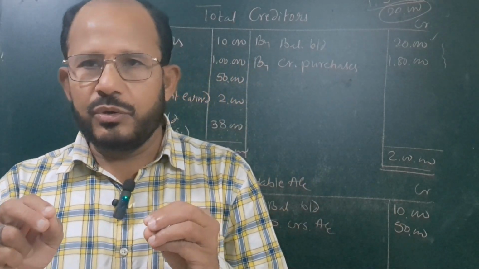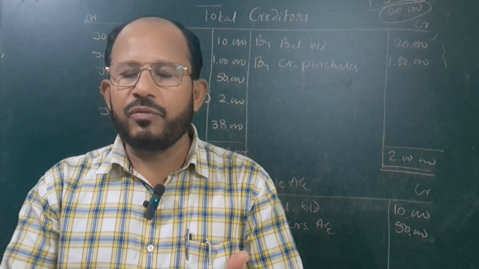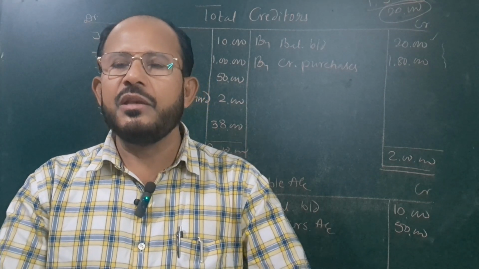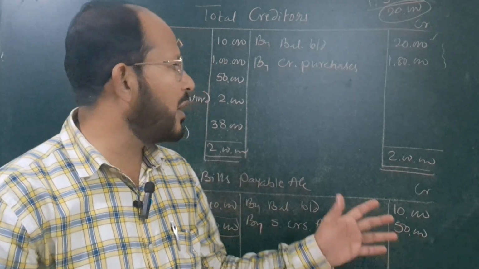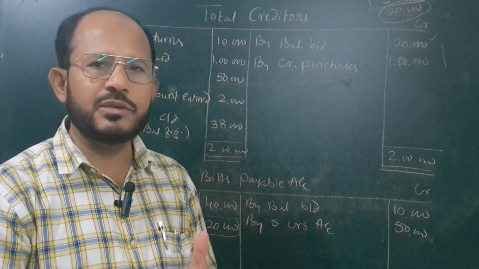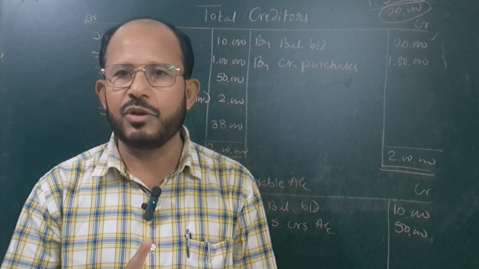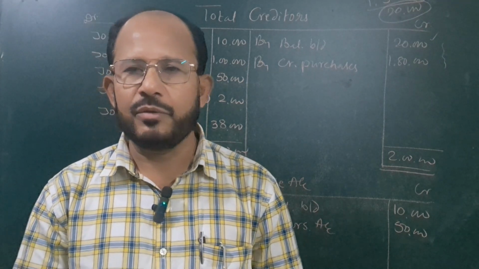That is why you should understand the meaning and the effect of each and every entry. Then you can easily prepare this type of accounts. Once you are perfect in preparing the statement of affairs, and the next ones, total debtors account, total creditors account, bills receivable and bills payable account, then other things can easily be understood by you in this chapter.